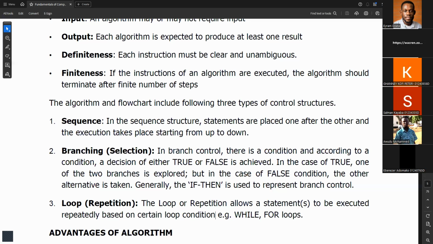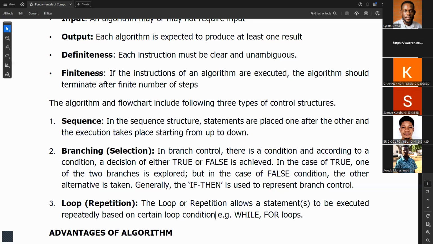Yes, sir. Please, I have a question. Concerning the branching or the selection, you were saying it uses true or false, and I wanted to know, is it the same as what we use in Excel when you are grading students? Let's say a student had 90, the student had A.